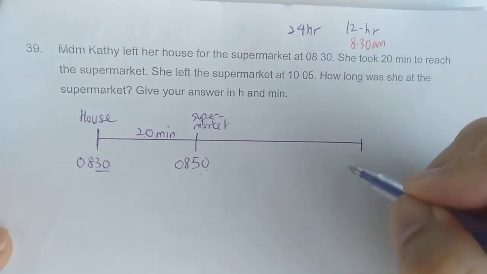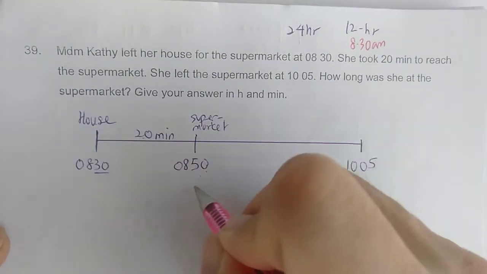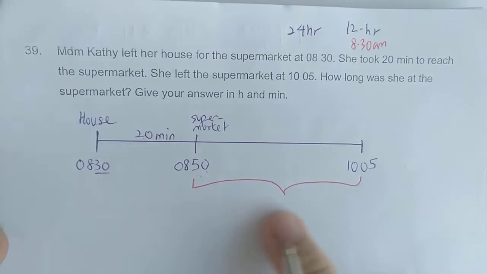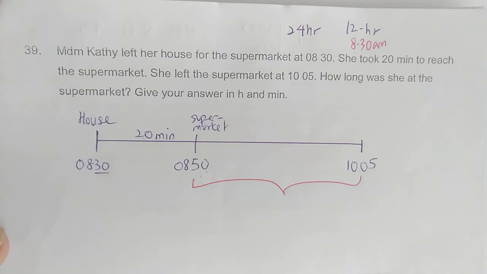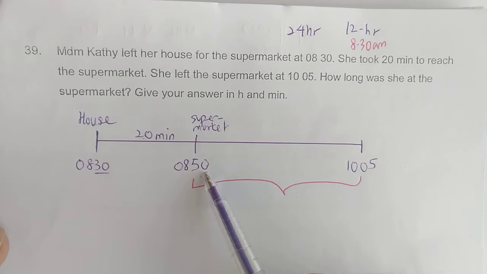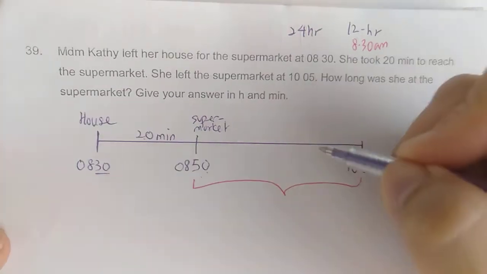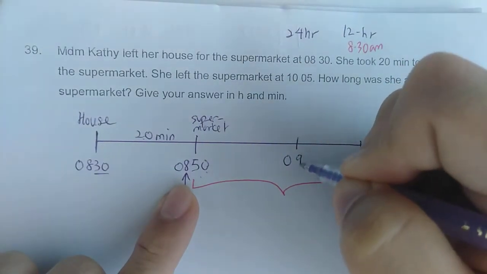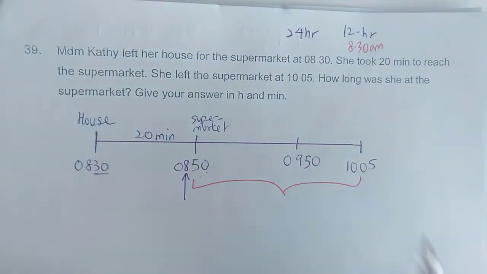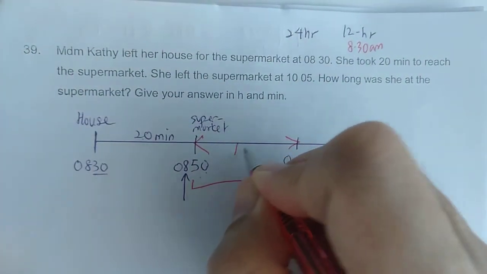So here is your 10:05. Your job is to find out how long she spent in the supermarket, this timing. How long did she spend here? How should you do this? There are many ways. One way is this simple way. Let's go to the next hour. What is 1 hour plus 0850? Very simple, right? This part is where your hour is. After 1 hour, it will be 0950. Why do I do this? So I know for sure this duration here is 1 hour.